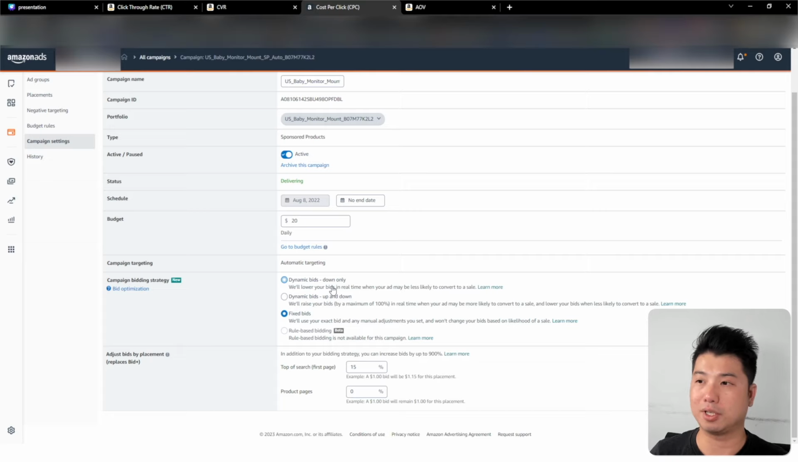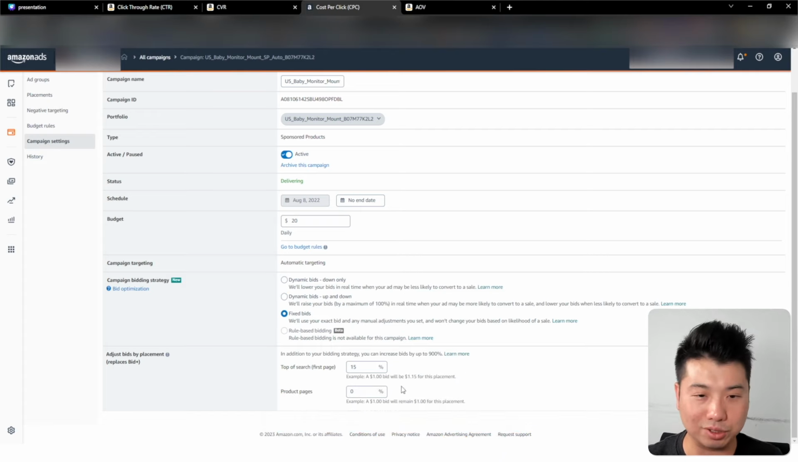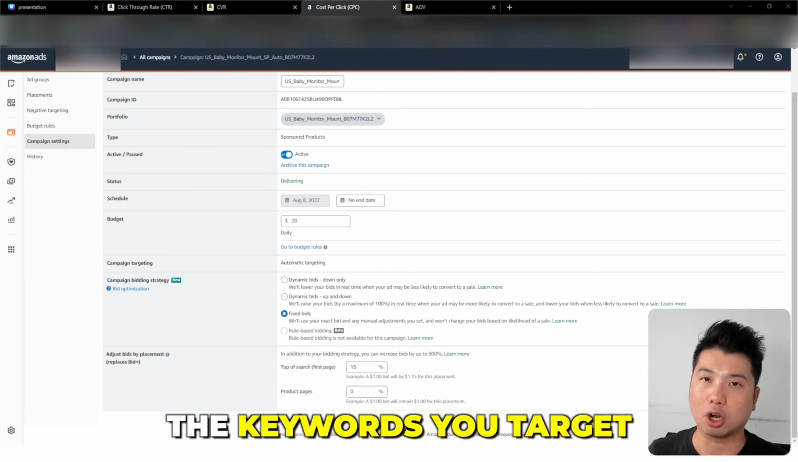And I also did a detailed video on that as well. So I would also link that video below on what all these 3 strategies mean and also what the placement strategy means. Points 3 and 4 are basically on the keywords that you target, right?